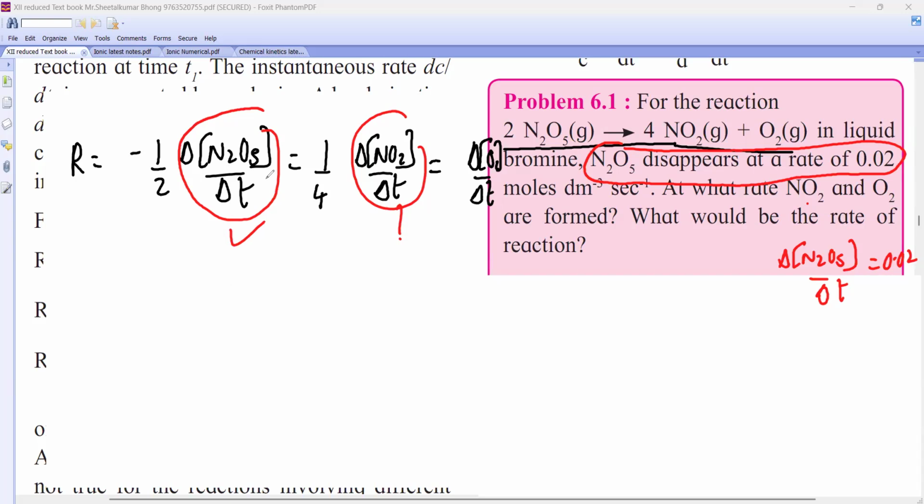This value is how much, 0.02. So what will you do? Come on, 4 will go here in delta NO2 upon dt, so 4/2 into it, it will become double basically, so the answer will be 0.04. Now rate of formation of O2 also: this value is 0.02 and there is no number ahead of it, so it will be half into 0.02, so it will be 0.01. We'll never use minus, because rate cannot be negative.